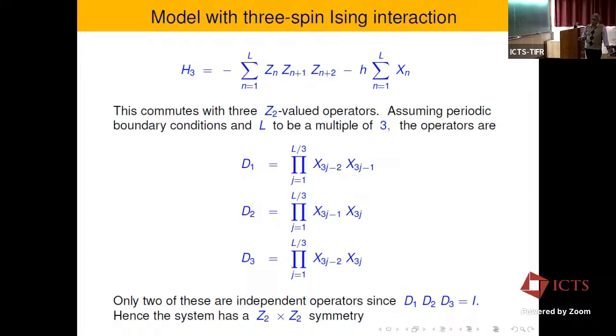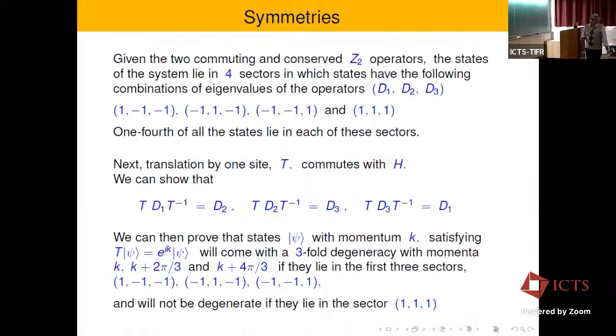So if you just consider 2 of them, the system has a Z2 by Z2 cross Z2 symmetry because each of them has eigenvalues plus or minus 1. Okay, so now given the fact that there are 2 commuting and conserved Z2 operators, the states of the system lie in 4 sectors in which these states are the following combinations of eigenvalues of these operators. There are only 4 because these 3 are not independent. As I said, the product of these 3 has to be 1. So in terms of the system, the states of the system are equally divided between these 4 sectors.